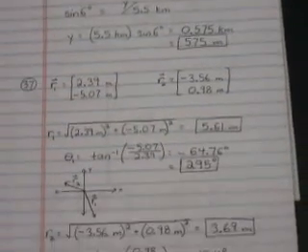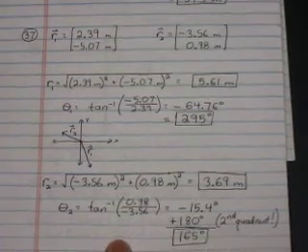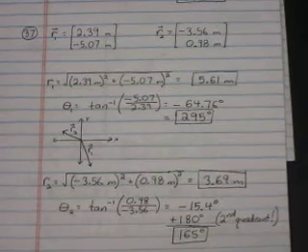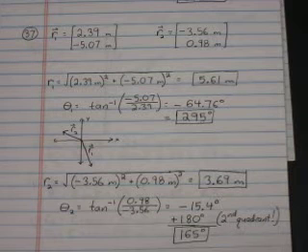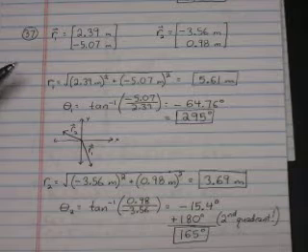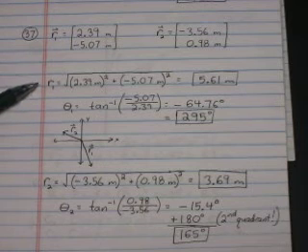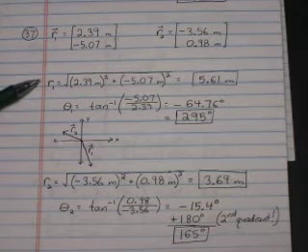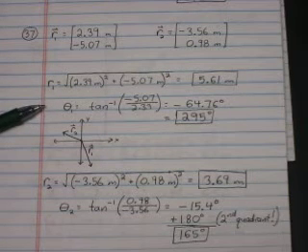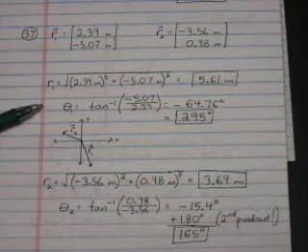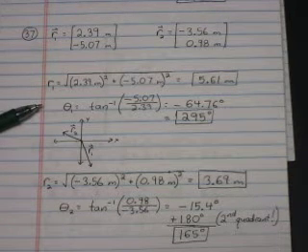Number 37, more trigonometry and vector math. It gives the two position vectors. Find the magnitude and direction of the vectors. So magnitude is the square root of x squared plus y squared. Again, Pythagorean theorem. You find the direction by taking the arctan, remembering to make that quadrant adjustment if you need to, add 180 degrees.